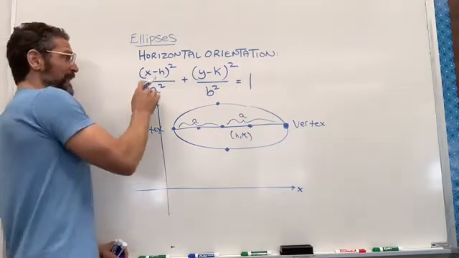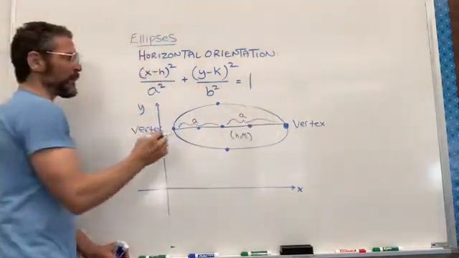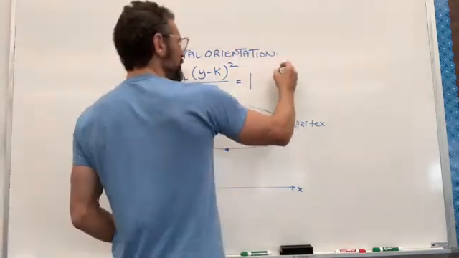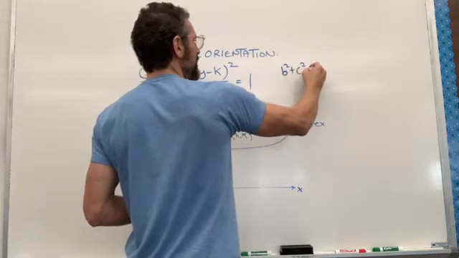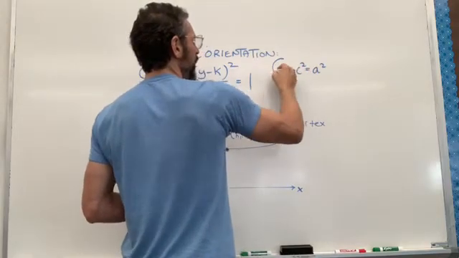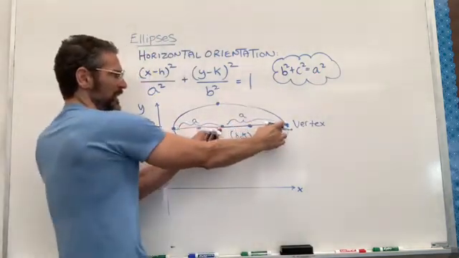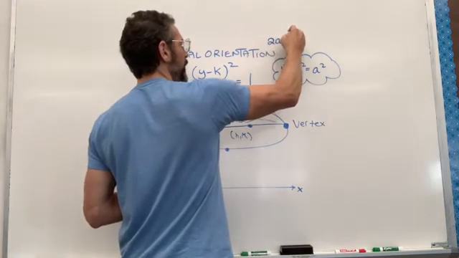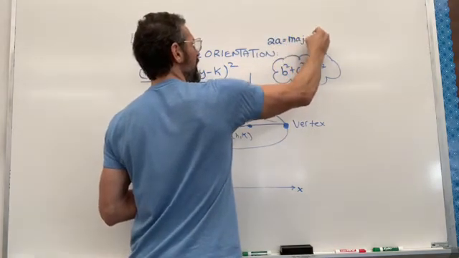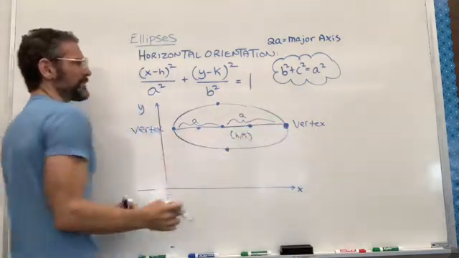Note, if A is under the X, then A will be horizontal. A is always bigger than B. So we can say B squared plus C squared equals A squared. Of the three variables we're going to talk about, A is the largest. And 2A together will make what we call the major axis. So the vocabulary is the major axis is horizontal.